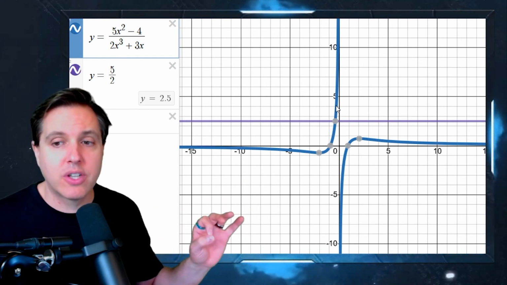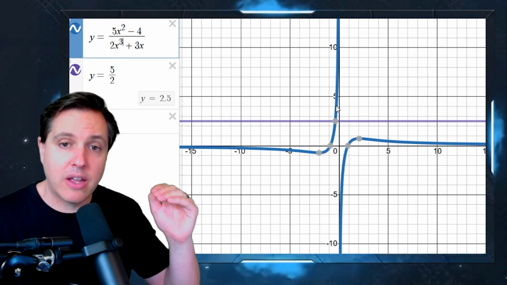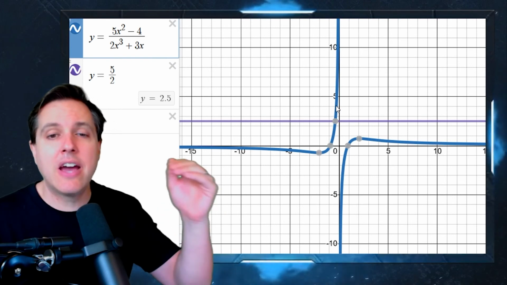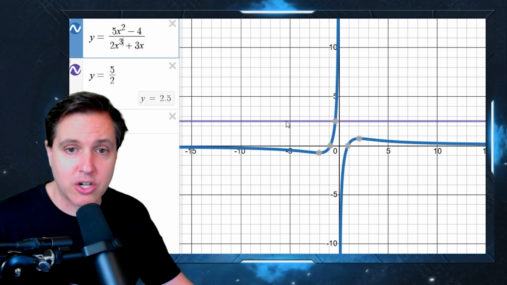What happens with the horizontal asymptote, your function gets closer and closer and closer to that asymptote, but it never actually touches it on the ends. It can touch it in the middle. In fact, this one's going to touch it a couple times.